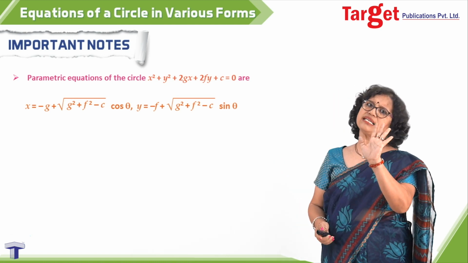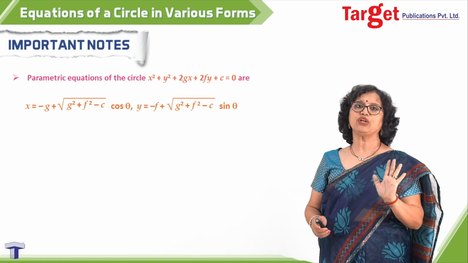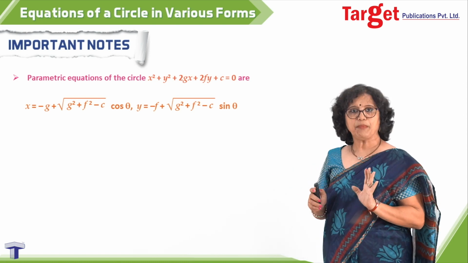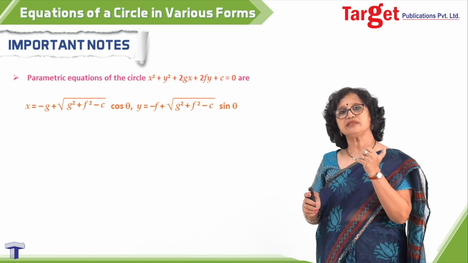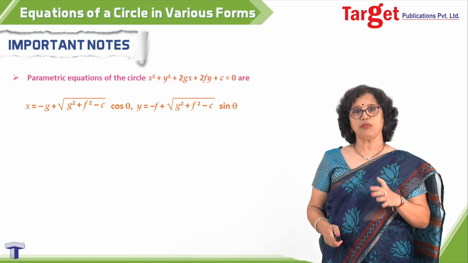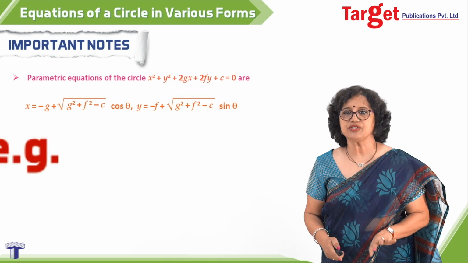Frankly speaking, I have given this under important notes so that you should not feel confused about how to write it if the equation is in the general form. But my suggestion to you would be that you better stick to the x minus h whole square plus y minus k whole square equal to r square form. That would be my suggestion. The rest choice is yours. Okay.